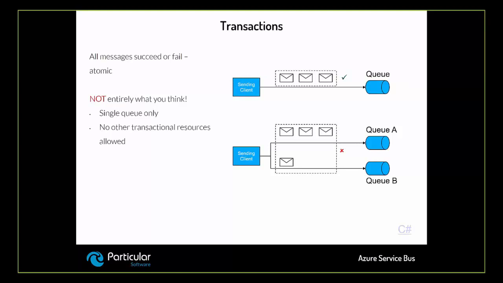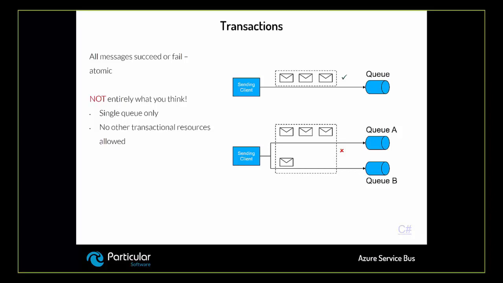The next feature, which is a great feature on Azure Service Bus when sending messages, is transactions. Transactions allow us to have messages sent successfully or fail as an atomic operation. In other words, either all of the messages are sent or the messages are going to fail as a group. Now, it's not entirely the transaction that you might have in mind. It's only focused on a single queue. In other words, we cannot send to multiple destinations. It has to be a single destination. We'll look into how to potentially overcome this problem in a later slide.